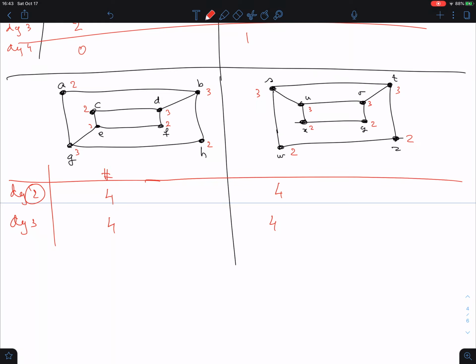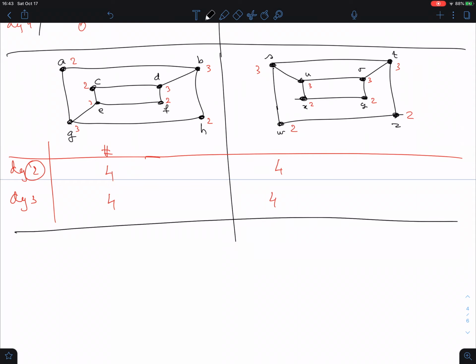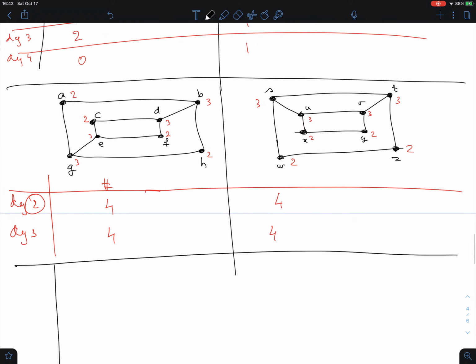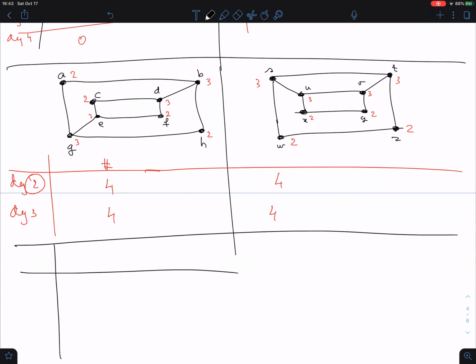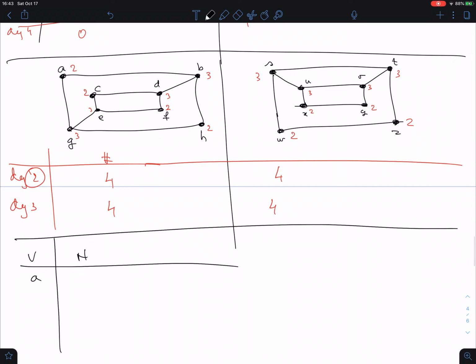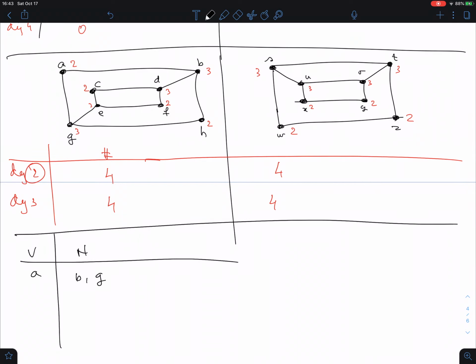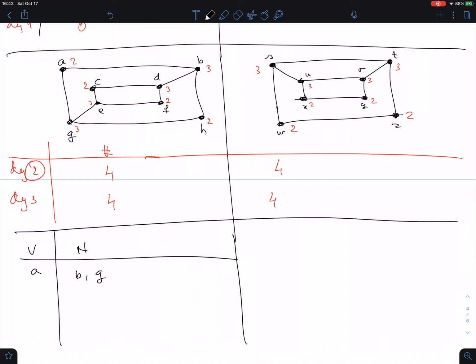Now I need to look, and this is why I first introduced the adjacency list. Let's make the adjacency list. That's a bit of work, so I'm not going to make the full adjacency list. Let me make the list here: here are my vertices, here are my neighborhoods. Let's look at A. A has neighbors B and G, so that's a degree 2 vertex. Let's look at all the degree 2 vertices.